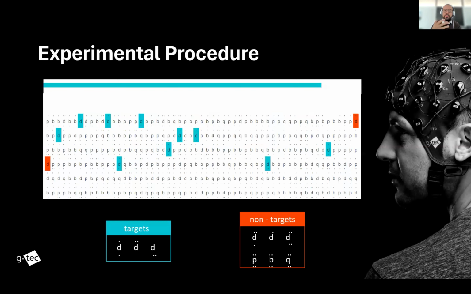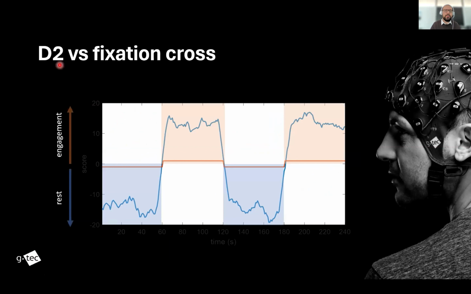So this is the D2 which they were doing, and this is something that will be very similar to what we will do today. They had to click and select every single item that had a D and 2 points. And during this time, we were measuring their EEGs. And this, for example, is a comparison between the results of the D2 versus the fixation cross, where we could positively see the engagement of the subjects rising when they were performing the D2 task versus the little or no engagement while they were in the resting task.